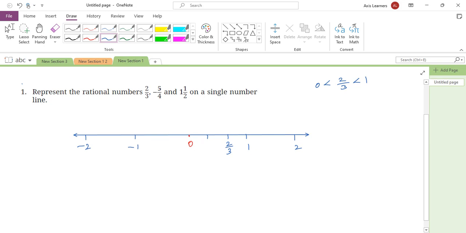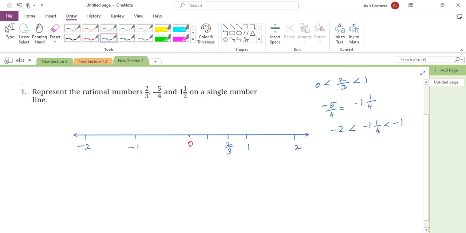Next number, minus 5 by 4. Minus 5 by 4 is minus 1, 1 by 4, right? Minus 5 by 4 is equal to minus 1, 1 by 4. Okay. So minus 1 is here. Then we need to move leftward for 1 by 4. Okay. This lies between minus 2 and minus 1. Okay, this number.